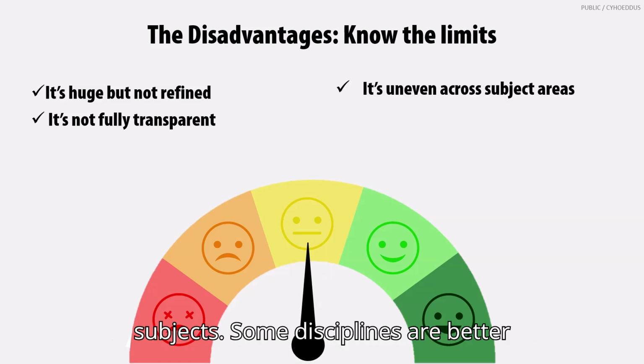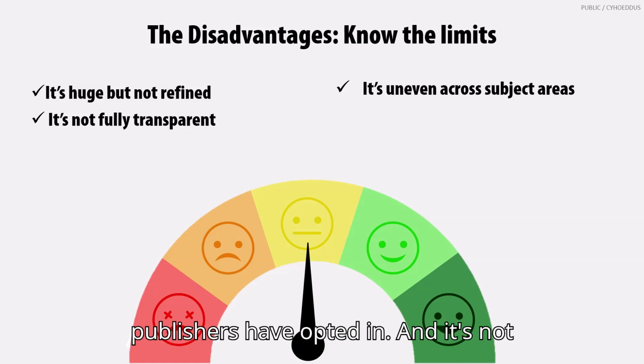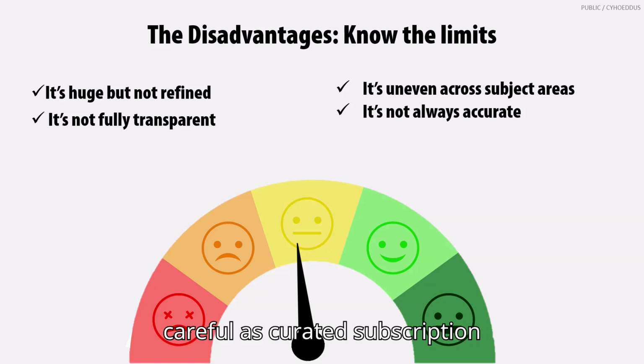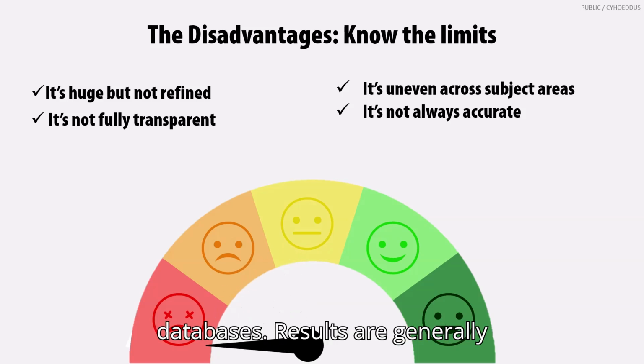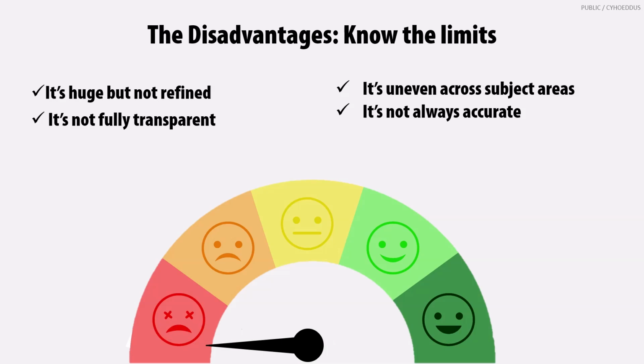It's uneven across subjects. Some disciplines are better covered than others, it depends on which publishers have opted in. And it's not always accurate. The search isn't as careful as curated subscription databases. Results are generally scholarly, but strange or irrelevant items can still appear. You'll need to critically evaluate what you find.